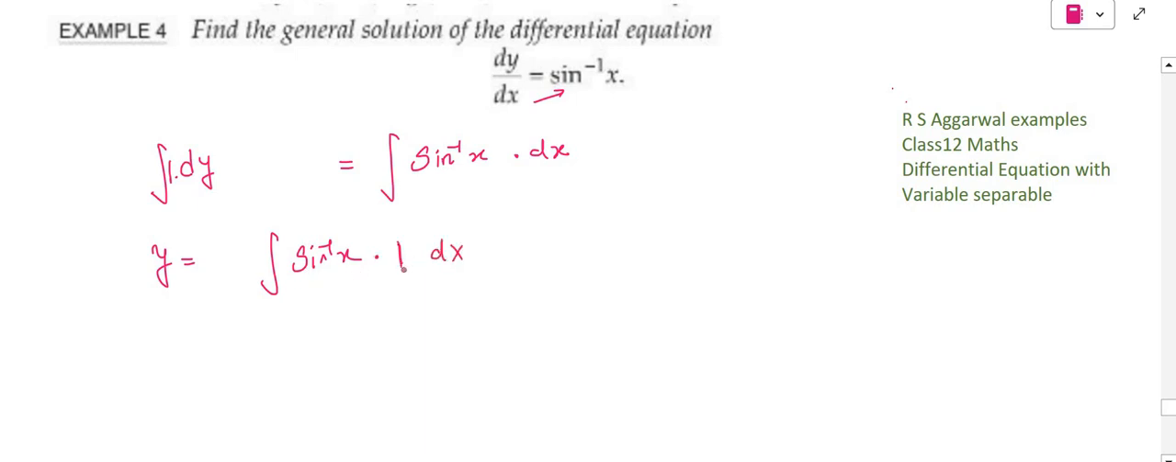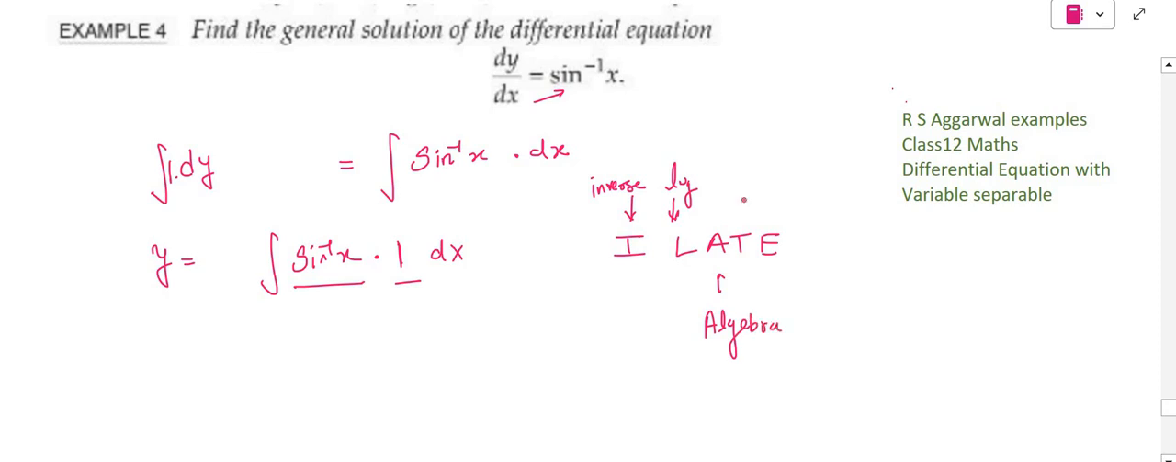Whenever we have inverse problems, we can take this. Now, if you remember, it is the product of two functions. एक है sine inverse और एक है 1. So I will use ILATE. If you remember, I is for inverse, L is for log functions, A is for algebra, T is for trig functions, and E is for exponent functions.